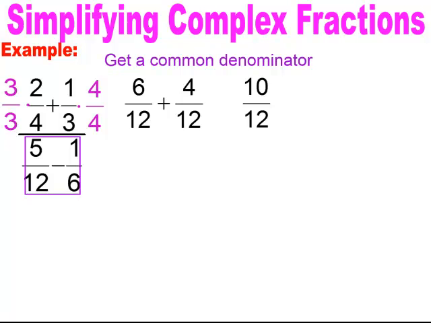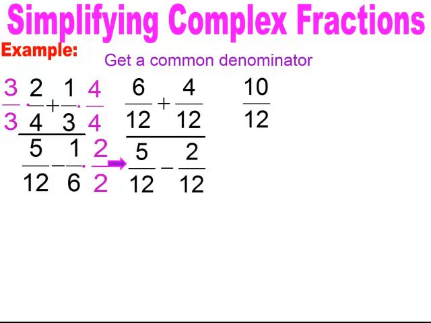And the bottom fraction, I want to get it to be one fraction. I need a common denominator, and notice that 6 divides into 12, so my common denominator will be 12. So I need to convert the second fraction by multiplying by 2 over 2. So now I have my common denominator, so now I can do the subtraction in this case, and I get 3 over 12. Now I converted it into a complex fraction where I have one fraction over one fraction.